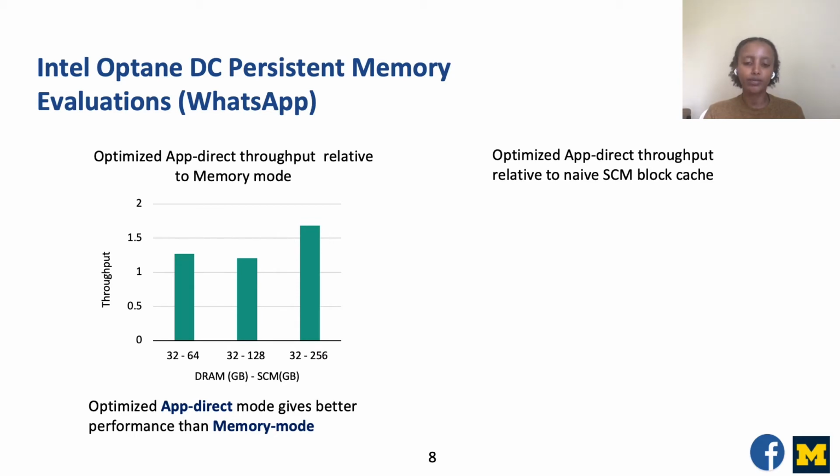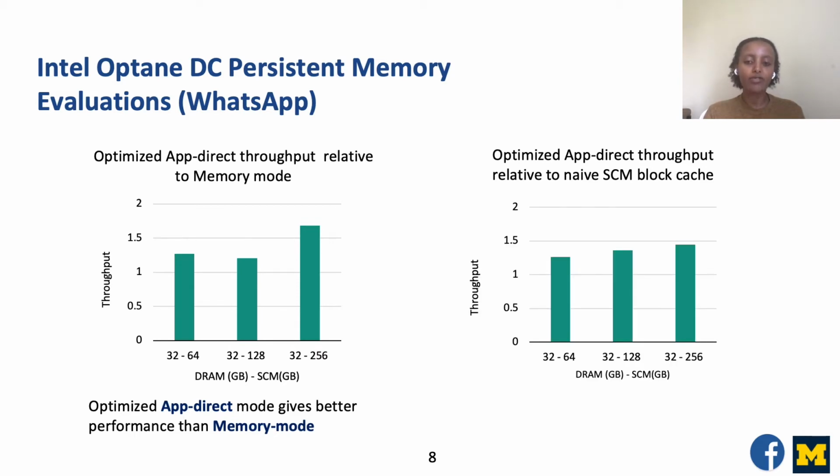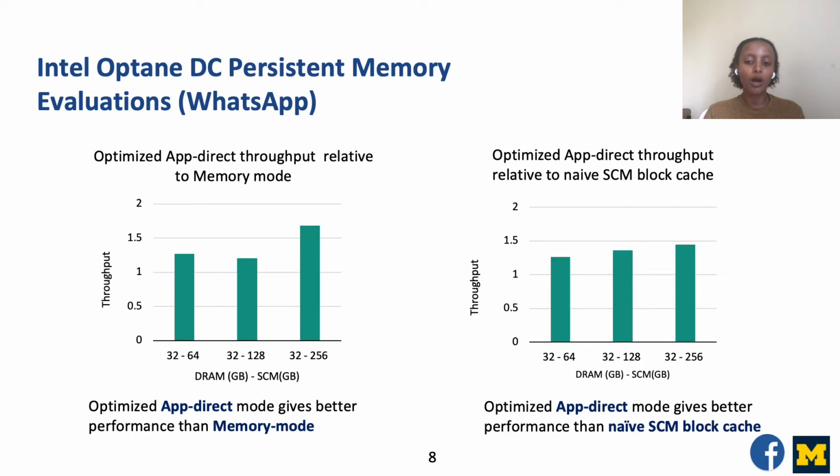where we place data. And in this figure, we have relative throughput of naive SCM block cache versus our implementation. And as we see here, optimized UpDirect mode gives better performance in all cases. So we focused on UpDirect mode and carefully managed caching.